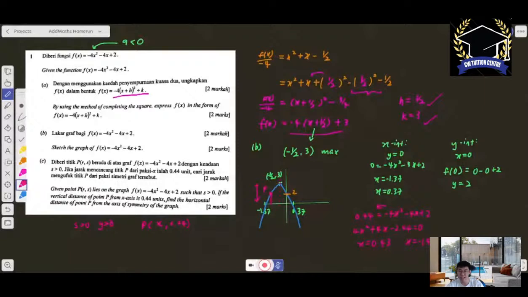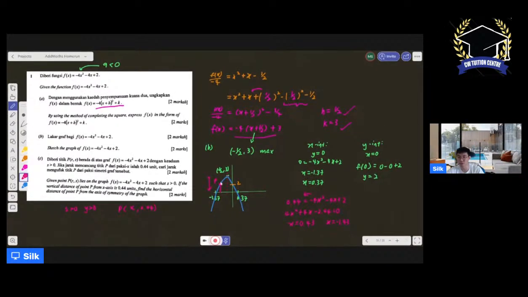Am I doing right? I think there's something wrong here. From the x-axis, I get to know, if the vertical distance of point P from the x-axis is 0.44, yeah, I think it's correct. Oh, this one I minus wrongly, yeah? So sorry. This one minus 2. So 0.44 minus 2, I get negative 1.56. So I press the calculator again.